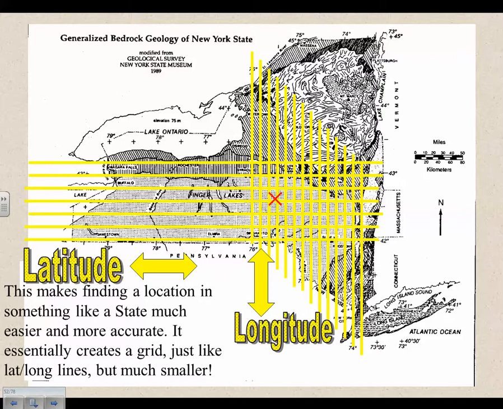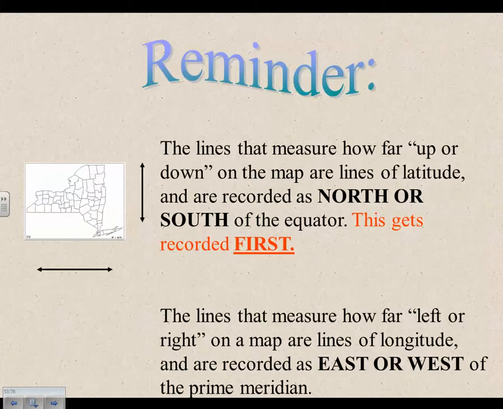Now longitude works the same way as latitude. It just runs left and right. Reminder, the lines that measure how far up or down are lines of latitude, and they're recorded north or south. This gets recorded first. I've already went over this the other day. The lines that measure how far left or right are longitude, and they go east or west, and they are recorded second. There's a comma put between there.